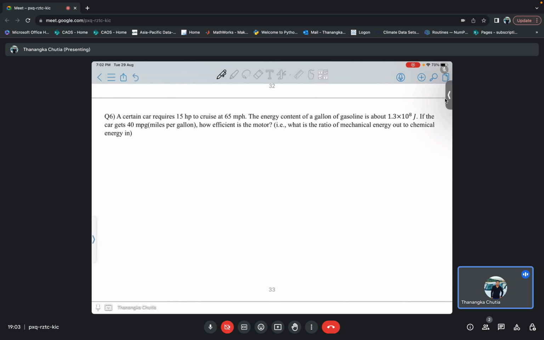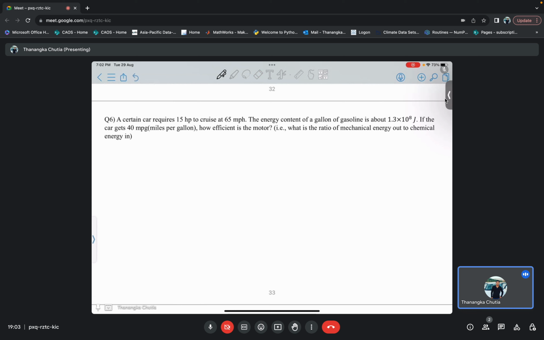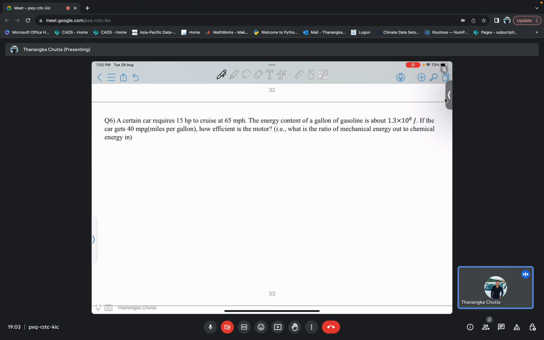Now if the car gets 40 miles per gallon, so for 1 gallon it can travel 40 miles. How efficient is the motor? That means you have to find the output energy divided by the input energy. The output energy is your mechanical energy, and your input energy is the chemical energy input by burning the petrol, gasoline.